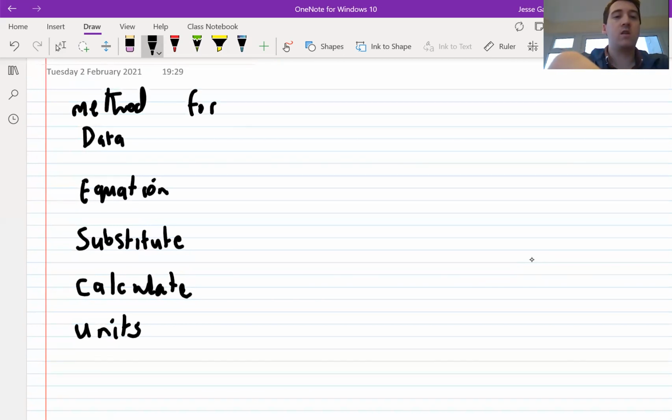So this is a method for using equations in science. And it works for any formula or any equation.